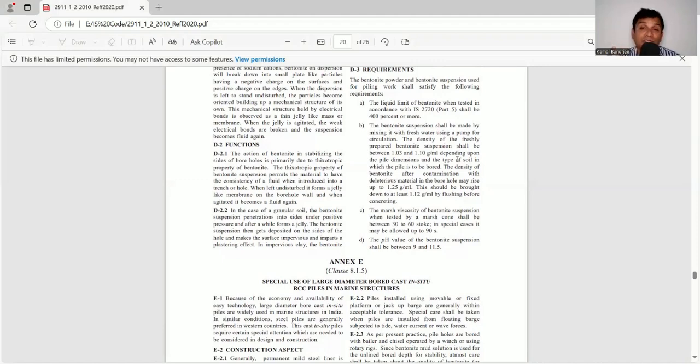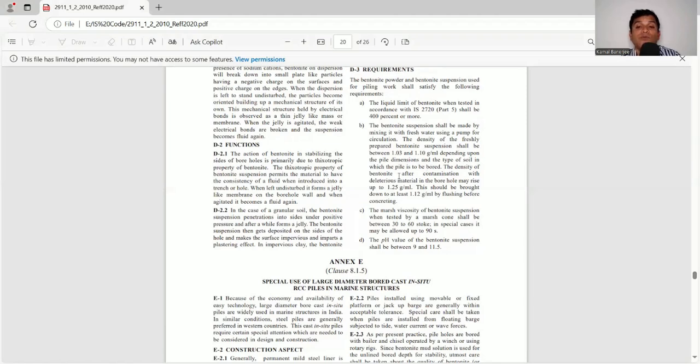What are the criteria mentioned that you need to satisfy? The density of the freshly prepared bentonite suspension shall be between 1.03 and 1.1. So it has given the range. So how can we make that? Whenever we are adding bentonite, we need to check the density of the bentonite suspension. If the density is between 1.03 and 1.1, then we can use it for the borehole or the piling work, depending upon the pile dimension and the type of soil in which the pile is to be bored.